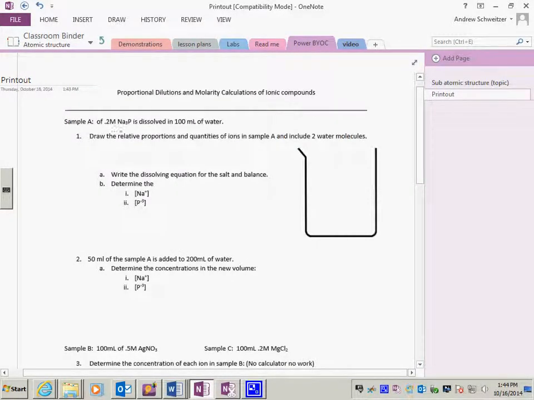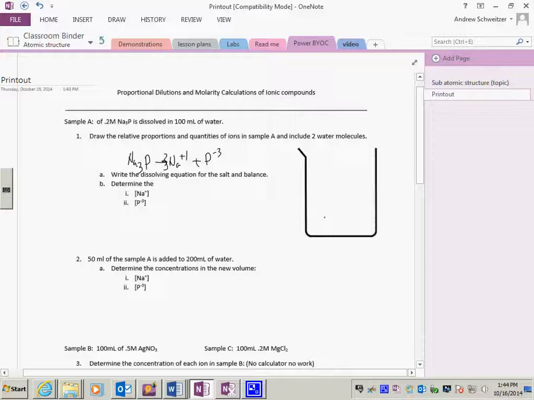Anyway, so we have the equation here. Write the equation for the salt: Na3P goes to Na plus, and there's 3 of them. So weird 3. And then we have our phosphide ion. It says, okay, so now it's saying draw relative proportions of quantities of ions in sample A and include 2 water molecules.